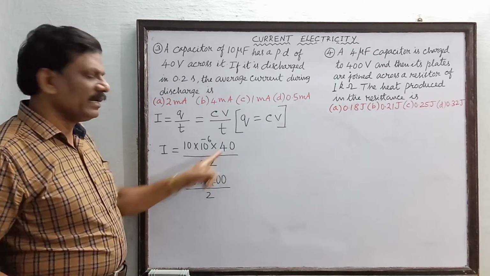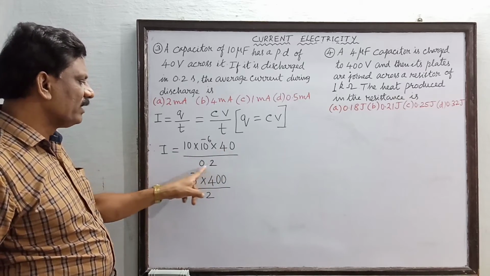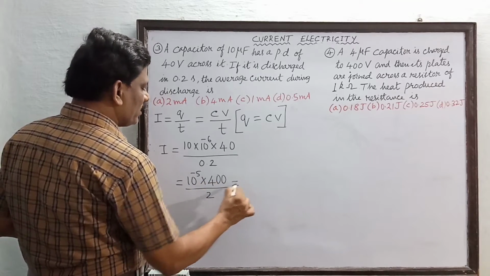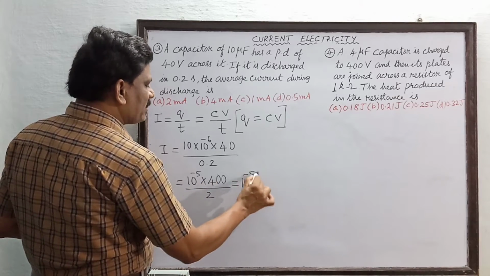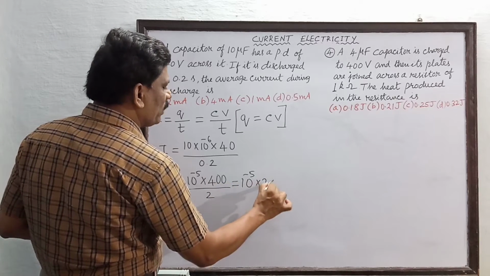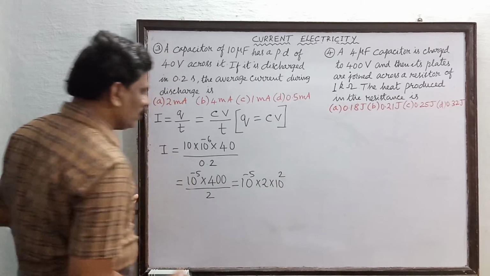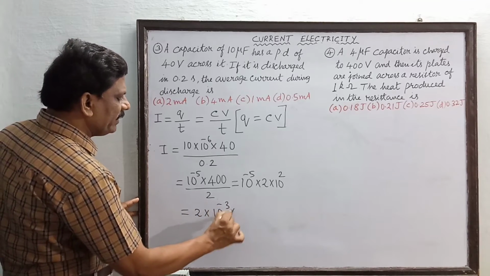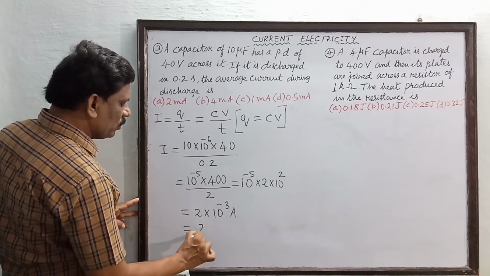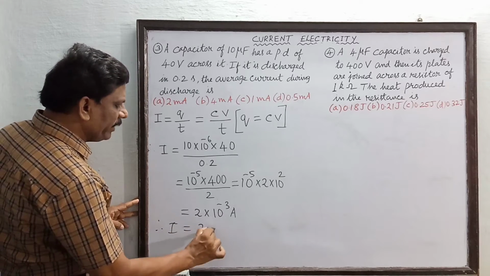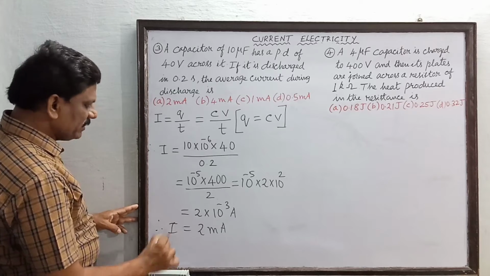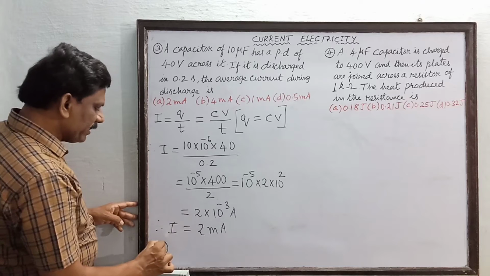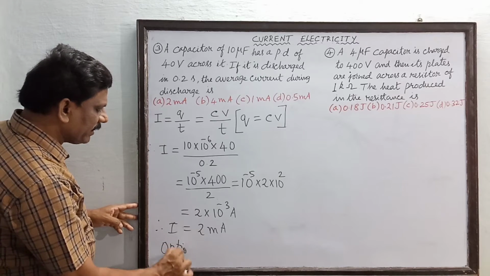So I am multiplying by 10 on both sides. 40 into 10 is 400, 0.2 into 10 is 2. So this is equal to 10 power minus 5 into 400 by 2, which is 200. 200 is 2 into 10 power 2. So this is equal to 2 into 10 power minus 3 ampere. Therefore I is equal to 2 milliampere. So which is the correct option? 2 milliampere, option A. So option A is the correct answer.